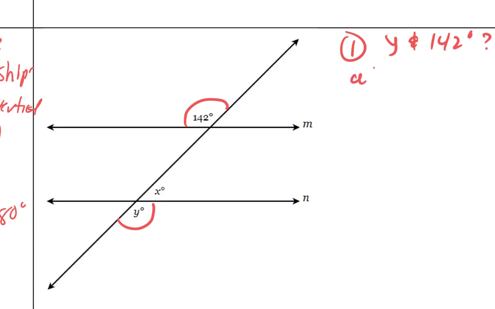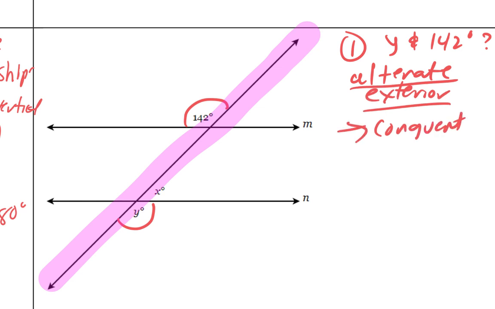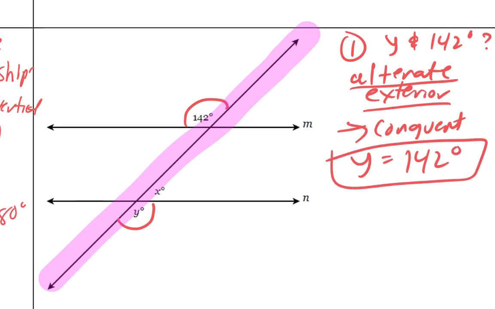Well, they're on alternate sides, right? Alternate sides of this transversal. And what are they, on the inside or outside? They are on the outside, right? Alternate exterior, so alternate exterior angles are congruent. So once I know that, then I know that y equals 142 degrees.